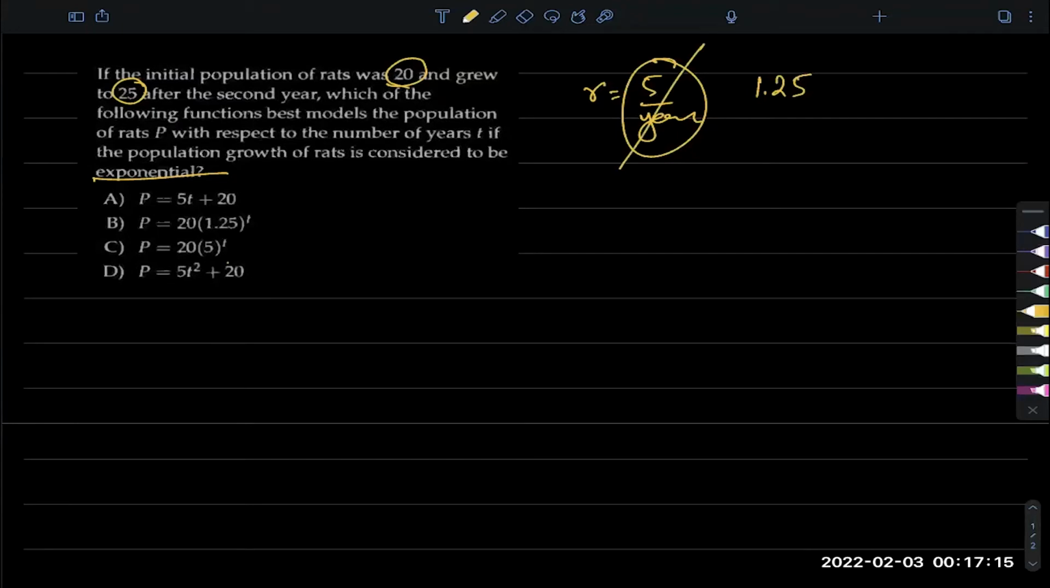So it is exponential, not linear. The starting value was 20. So remember, the formula is starting value times the rate to the power of time. And time is in years now. So that's my answer. Yeah, B.